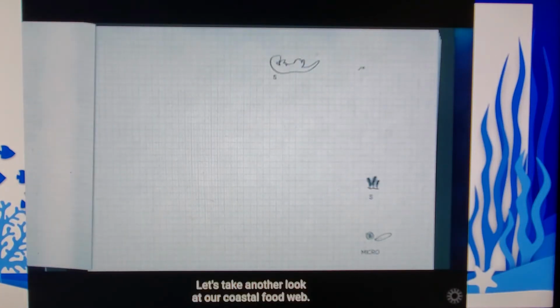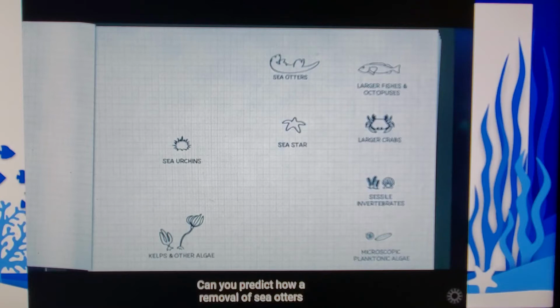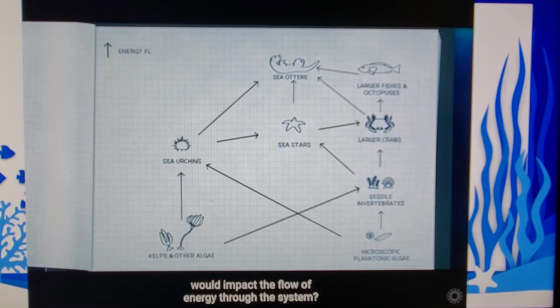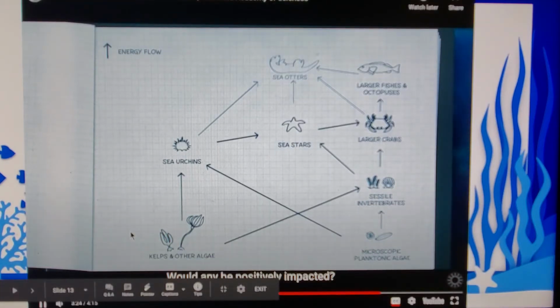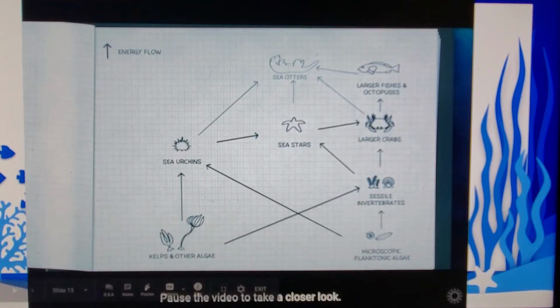Let's take another look at our coastal food web. Can you predict how a removal of sea otters would impact the flow of energy through the system? Which species would be negatively impacted? Would any be positively impacted? Pause the video to take a closer look.